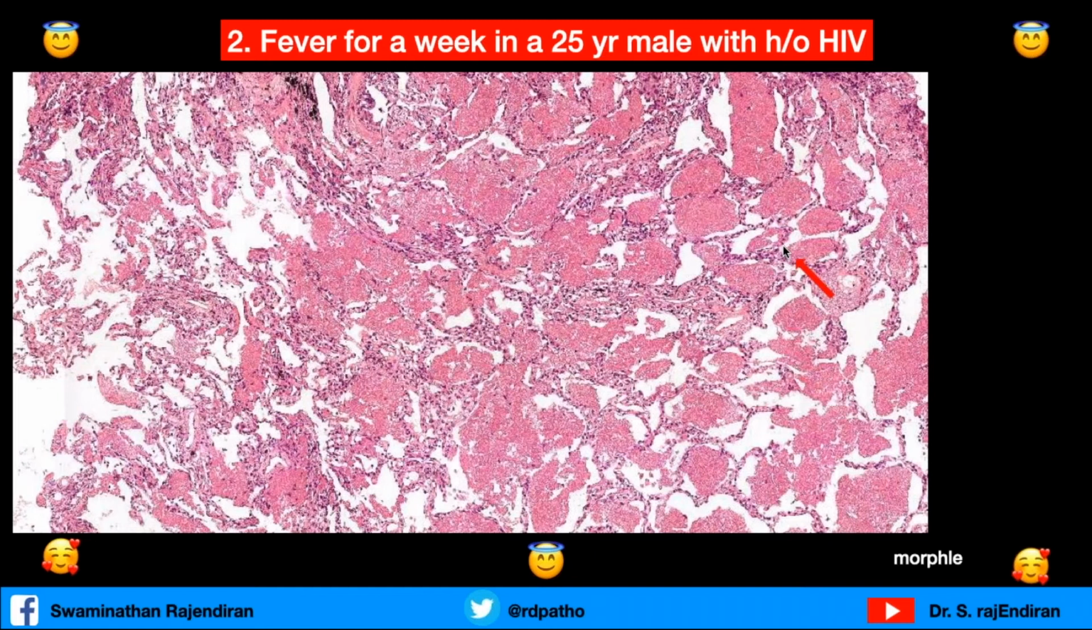Next is slide number 2. Fever for a week in a 25-year-old male with a history of HIV. With this power, and after hearing the talk so far, I hope you are all able to come to the conclusion that this is pattern 4. Yes?